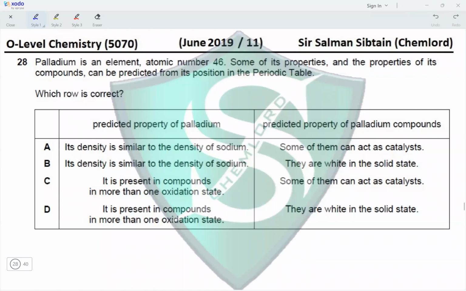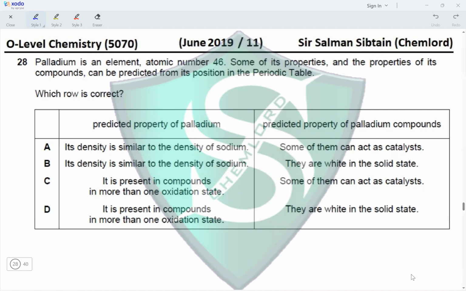Question 28. Palladium is an element, atomic number 46. Some of its properties and the properties of its compounds can be predicted from its position in the periodic table. Palladium is found in the d block of the periodic table, making it a transition element. So now, the predicted properties of palladium.